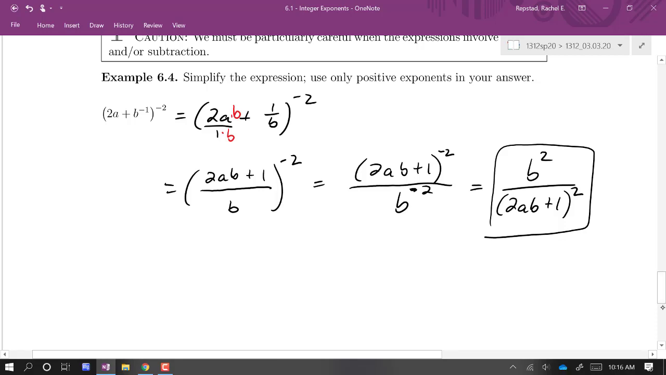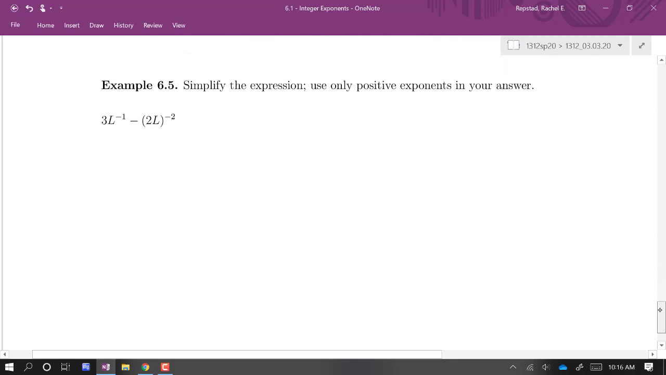Questions? Okay. We're going to do something similar here. We want to use only positive exponents in our answer.